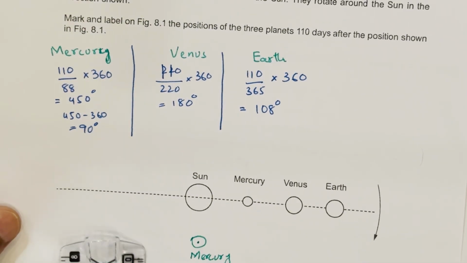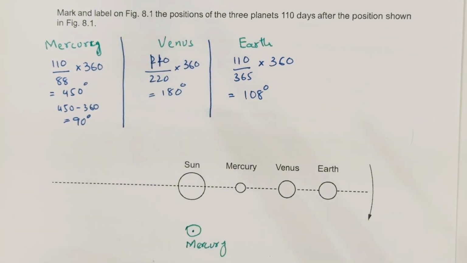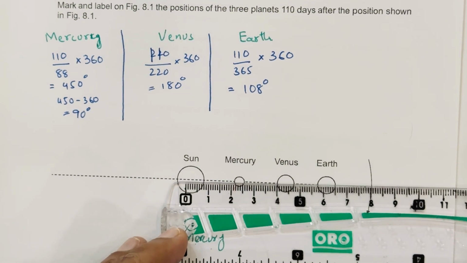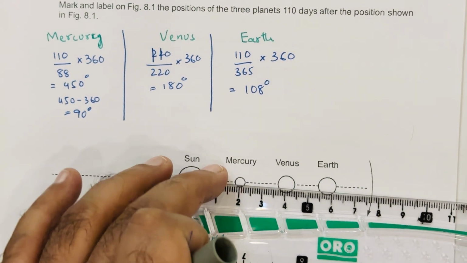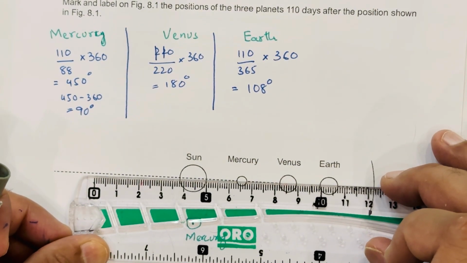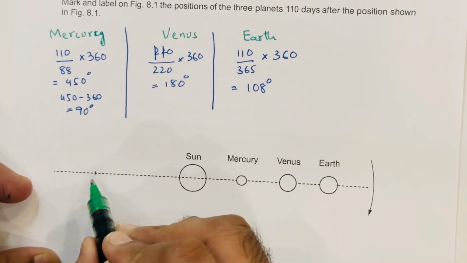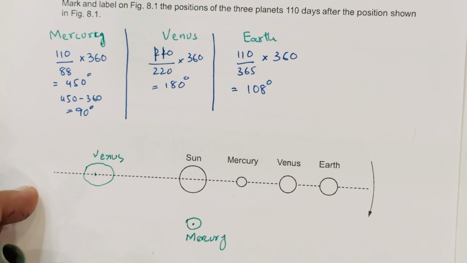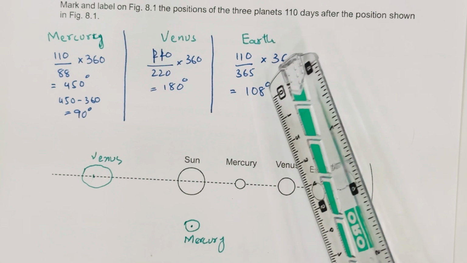Okay, for Venus, you know that 110 and its time for the orbit is 220, then multiply by 360, you get the answer, that is 180. So Venus would be actually 4.2 centimeters away. So you need to draw 4.2 centimeters from here to show the position of Venus, and over here it would be the position of Venus.